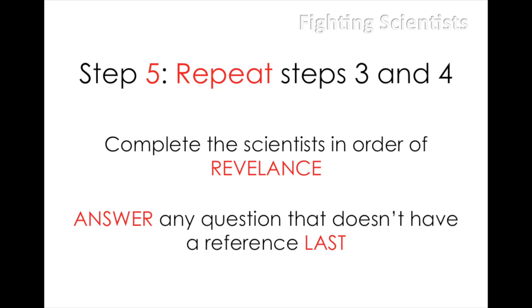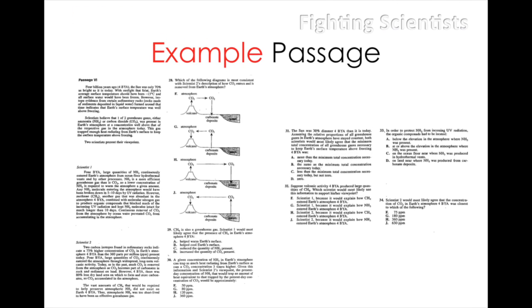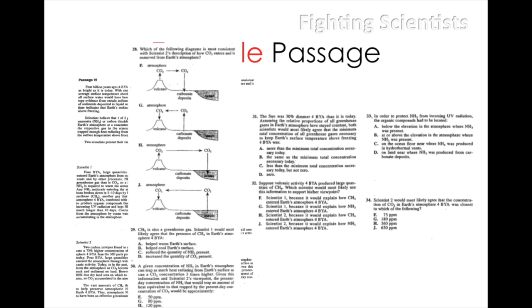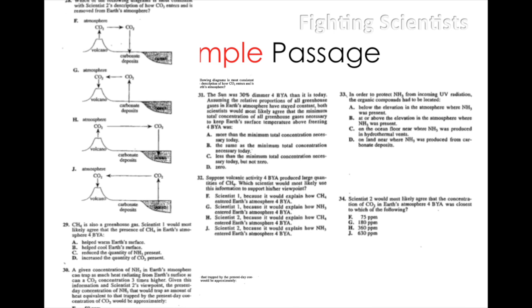Now we'll turn to an example of a Fighting Scientist passage from a previous ACT exam. The headings of Scientist 1 and 2 let you know that this is a Fighting Scientist passage. So consequently, we'll go right to the questions. Step 1 taught us to label the questions by looking for references. For example, in the second question, it mentions Scientist 1. I'll circle this reference and write a large number 1 on the side of the question. I'll do the same for the rest of the questions.